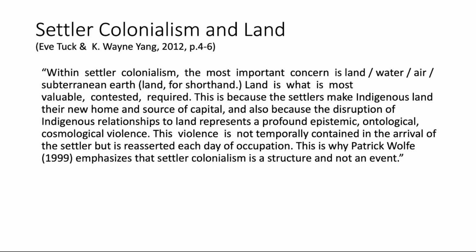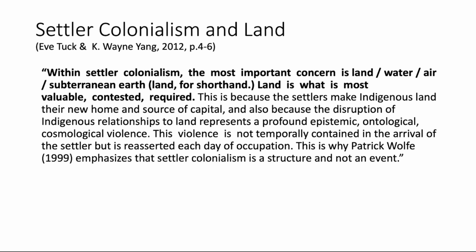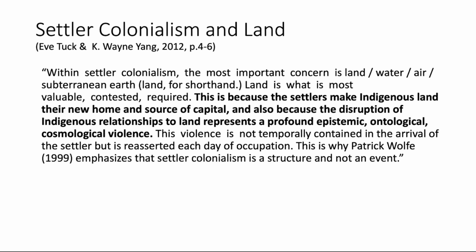There's a few points we can tease out here. I'm going to bold each section as I discuss it. So land is seen as the most valuable component of a settler colonial system. Why is this the case? Because settlers seek to take indigenous land and 1, make it their own property, 2, use it to make money, while also attempting to 3, dismantle indigenous relationships with the land as a way to weaken indigenous ways of life. And number 3 is crucial because land is fundamental to indigenous worldviews, ways of being, and ways of knowing.